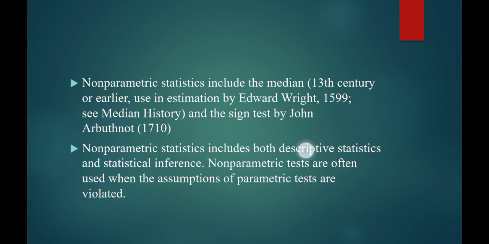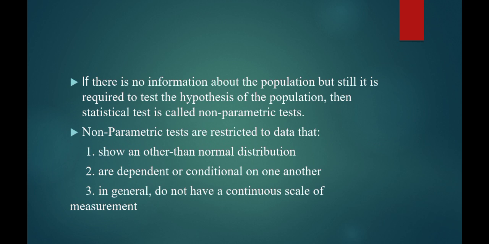If there is no information about the population but it is still required to test a hypothesis about the population, then the statistical test is called a non-parametric test. It means if we have little information about the population but we require a hypothesis test, at that time we can use the statistical test called non-parametric test.